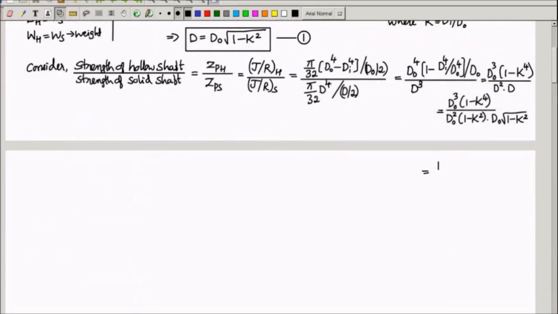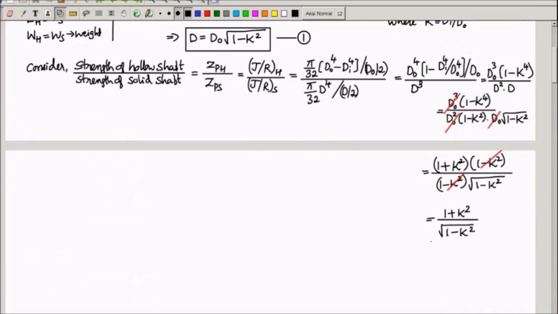Now you see here d naught square can be cancelled with this, and the remaining will be 1 plus k square into 1 minus k square. I'm just writing 1 minus k power 4 in the form of a plus b and a minus b. And the denominator is 1 minus k square root 1 minus k square. And you see 1 minus k square can be cancelled here and the remaining is 1 plus k square divided by root of 1 minus k square.